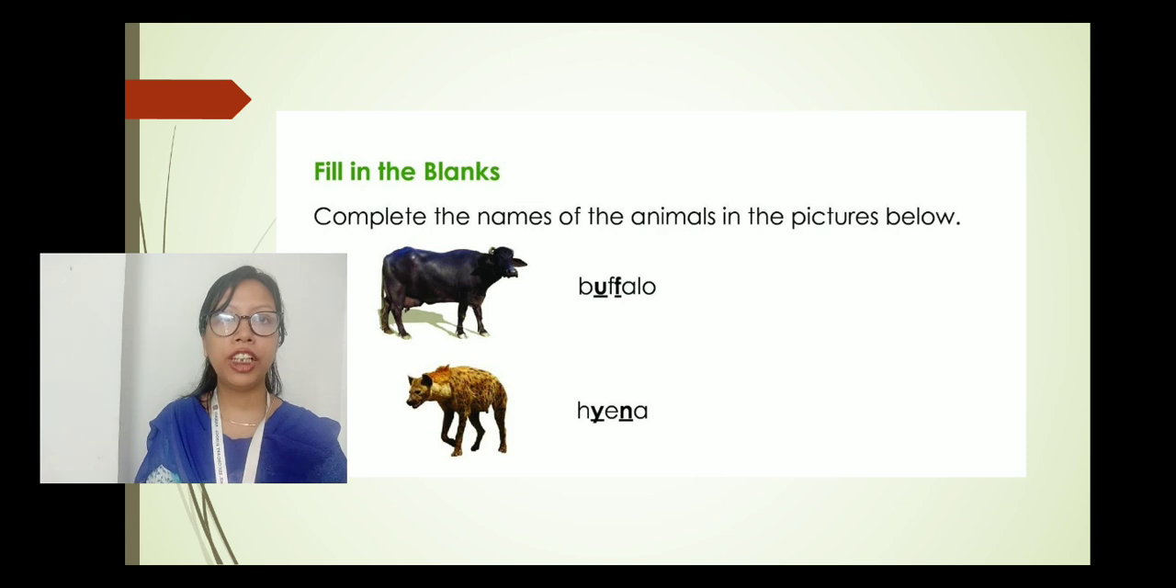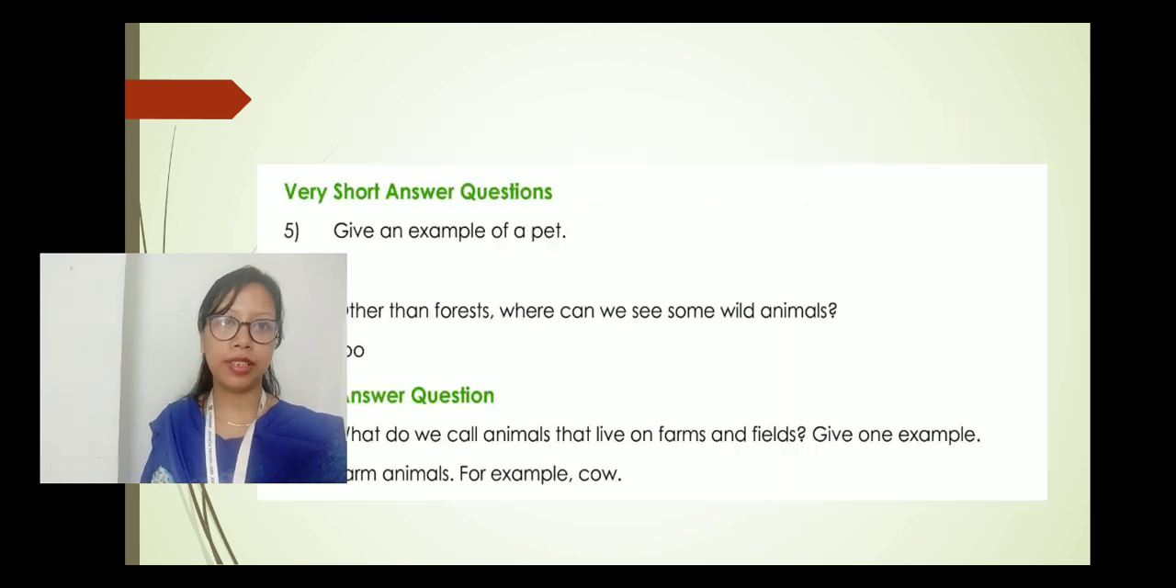Then we come to the fill in the blanks. Complete the names of the animals in the pictures below. The first one is buffalo, B-U-F-F-A-L-O, buffalo. The second is the hyena, H-Y-E-N-A, hyena. The first one is the domestic animal, and the second, hyena, is the wild animal.